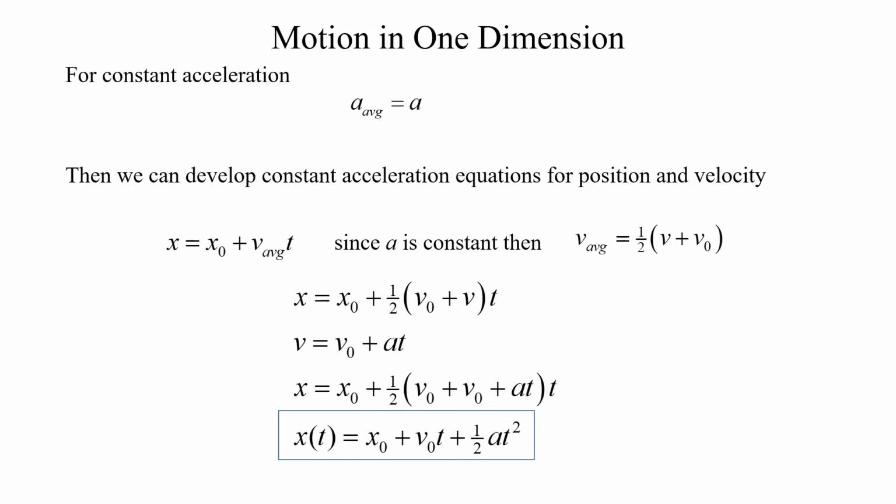So now if my acceleration is constant, then my x equals x naught plus v average t. I can replace the v average with the average of my initial and final velocities, so v plus v naught divided by 2. I put that in for my average velocity. I multiply the half through and the t through the parentheses there, combine the terms, and I get x equals x naught plus v naught t plus 1/2 at squared, the equation at the bottom in the box.